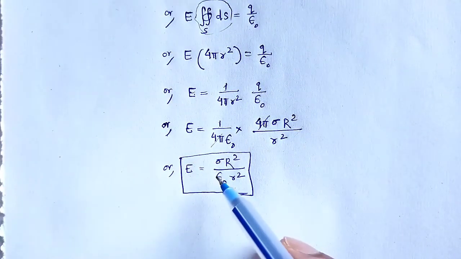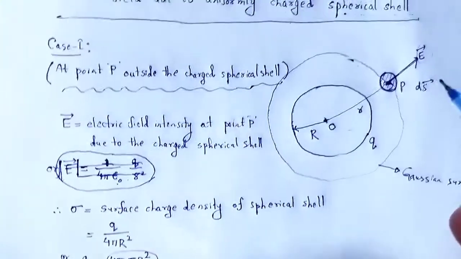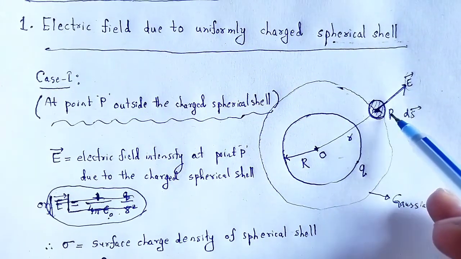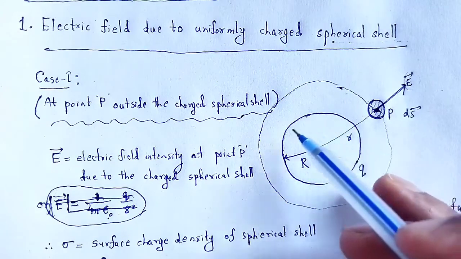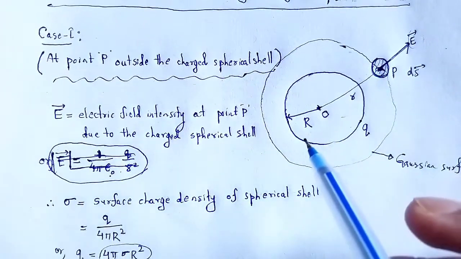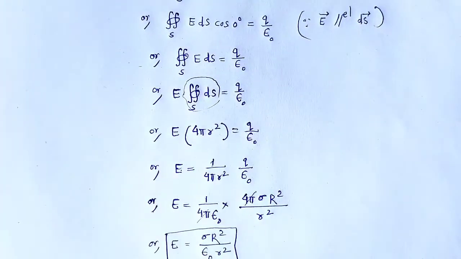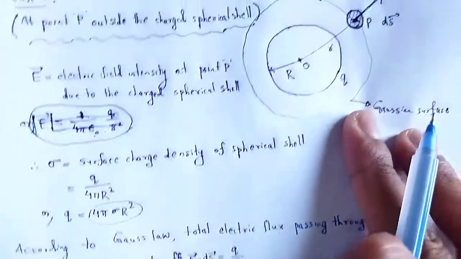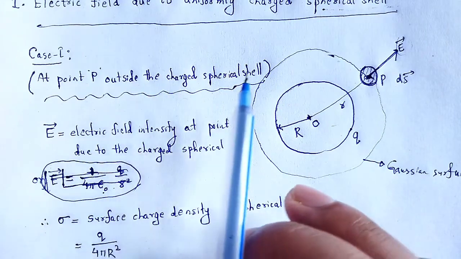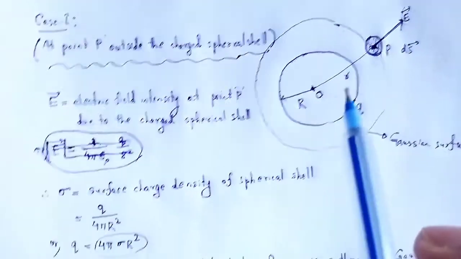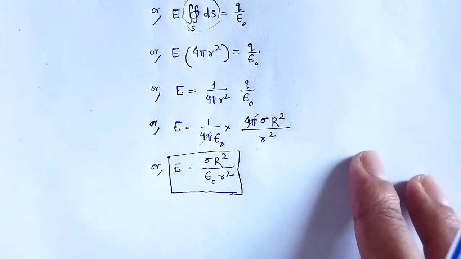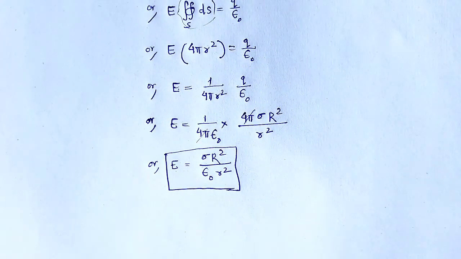The electric field intensity outside that charged spherical shell is as if the whole charge is concentrated at the center, and E is directed outward. Okay, that is the expression for electric field intensity where the point P lies outside that charged spherical shell, which we can easily calculate by using Gauss law. This is case number 1.